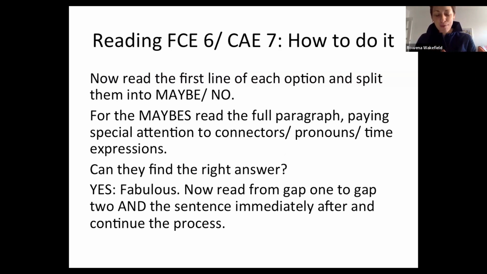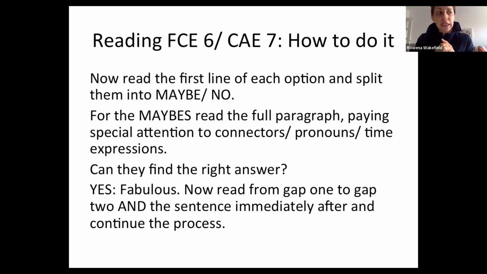So what I do next with my CAE class is, once we've read up to the first gap and the sentence immediately after that gap, again, this is a strategy based on speed, okay? I want to emphasize that. This is a strategy based on helping them do the exam quickly. So what we do is we read the first line of each of the options. And doing that, you can really quickly split the options into a maybe or a no.